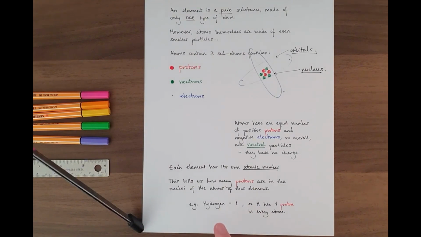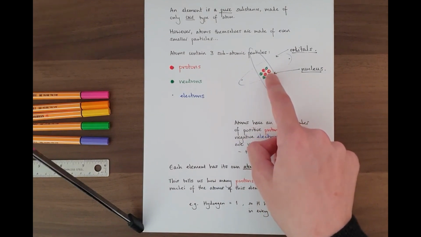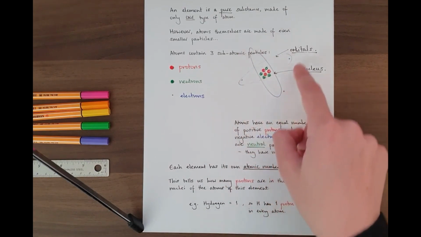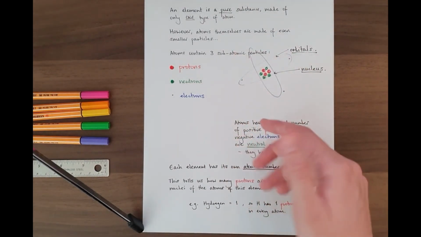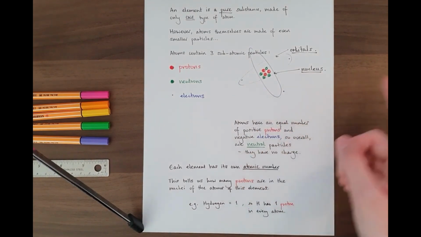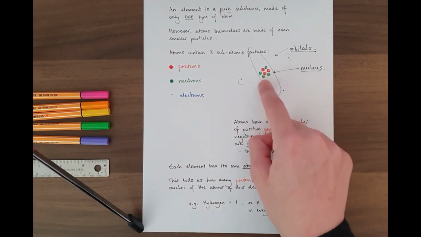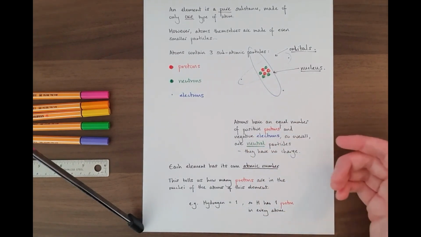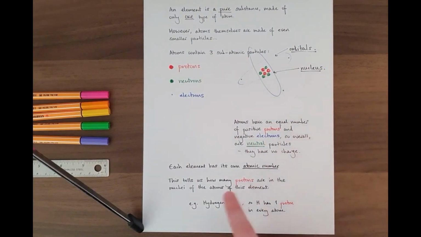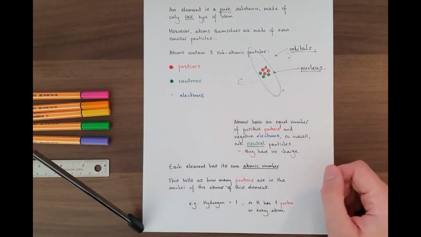So in this case, I have 1, 2, 3 positive protons, which means the element that is made up of these atoms would have an atomic number of 3. So if I had to find that in the periodic table, I would go to number 3 and find that it's lithium. And this has to be an atom of lithium because it has 3 protons and the atomic number is 3. They have to match. So the atomic number tells me how many protons are in the atoms of a given element.